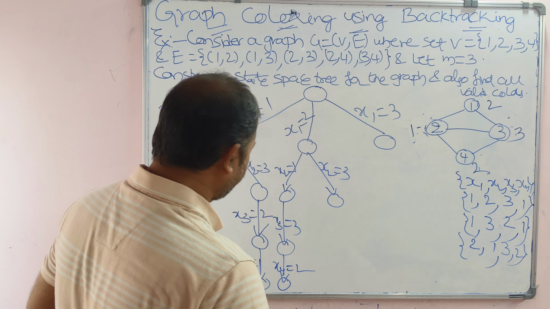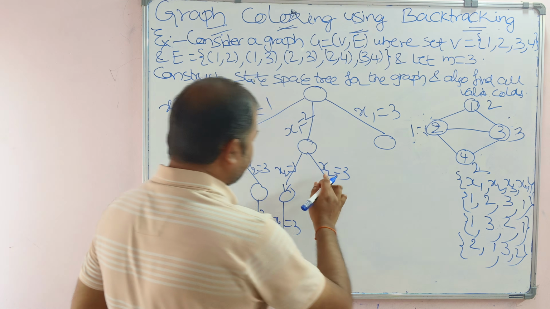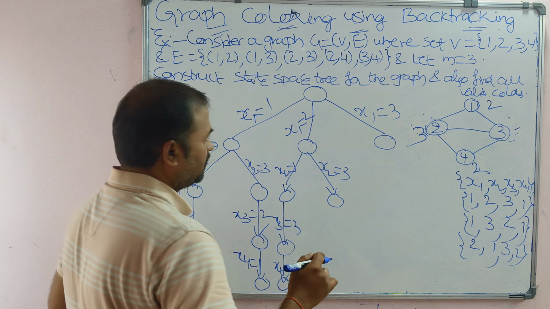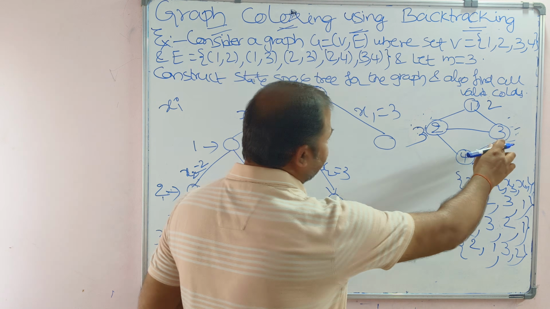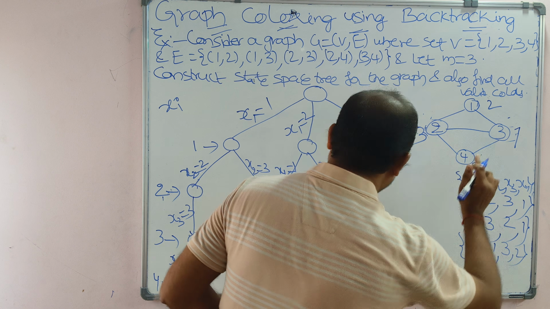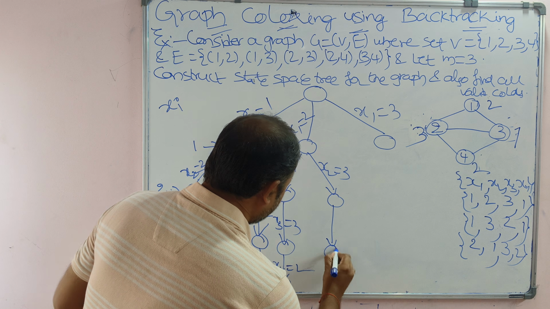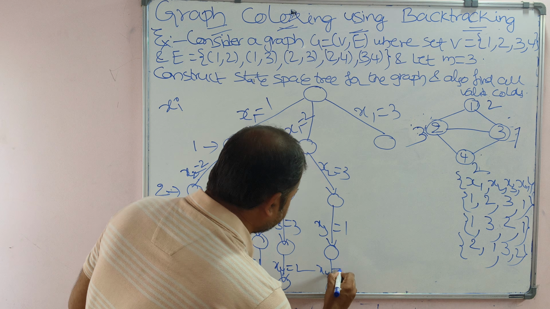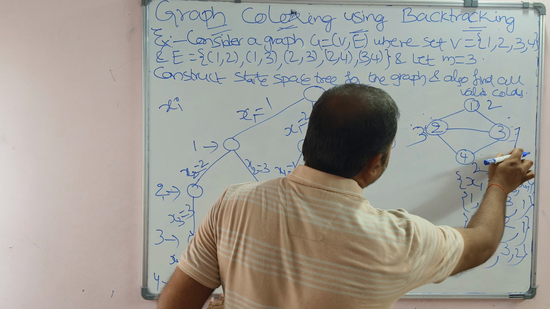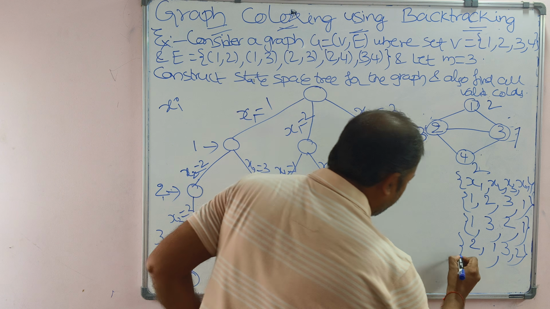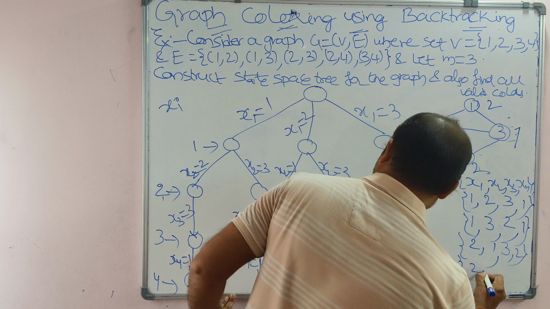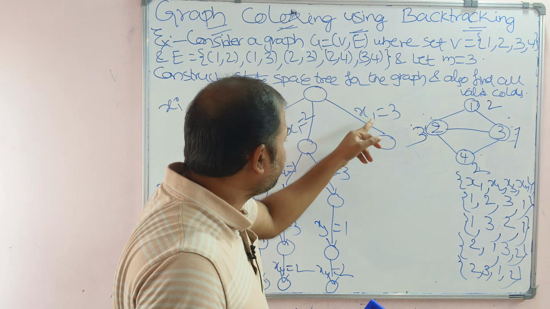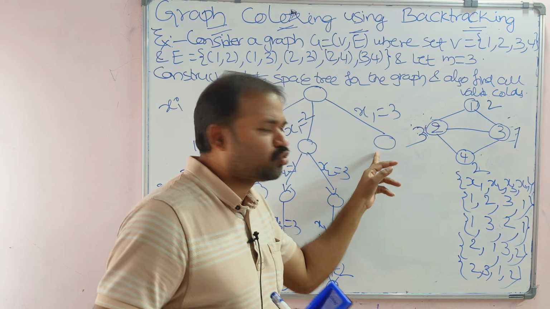Let us explore this one. The first vertex is colored with the second color. The second vertex is colored with the third color. Now, in order to color vertex 3, we have to use color 1. So x3 equal to 1. Next, in order to color the fourth vertex, we can't use 1 and 3, but we can use 2. So one more combination is 2, 3, 1, 2. Likewise, generate the path for x1, so we'll have 2 more solutions.